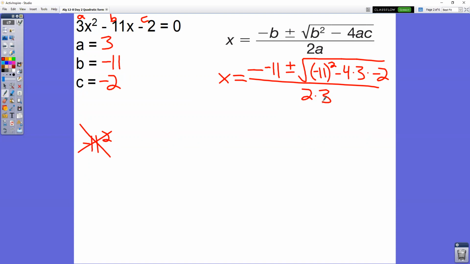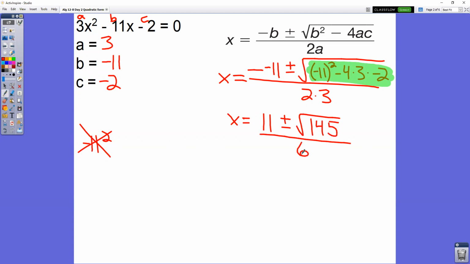Negative of negative 11. Because remember, we subbed in a negative 11 for the b, so we have negative of negative 11. That double negative makes it a positive 11, plus or minus. You can type this whole thing right into the calculator. What's underneath the square root symbol, you can type that whole thing in all at once: negative 11 squared minus 4 times 3 times negative 2. When you do that, you get 145, all over 2 times 3 is 6.